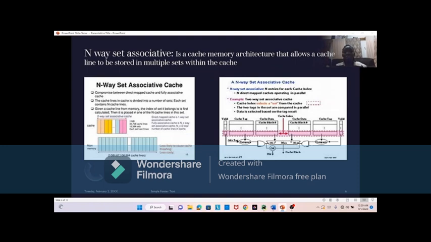We then look at the n-way set associative cache. It's a cache memory architecture that allows a cache line to be stored in multiple sets within the cache. The n-way set associative cache lies between the direct mapped cache and the fully associative cache.